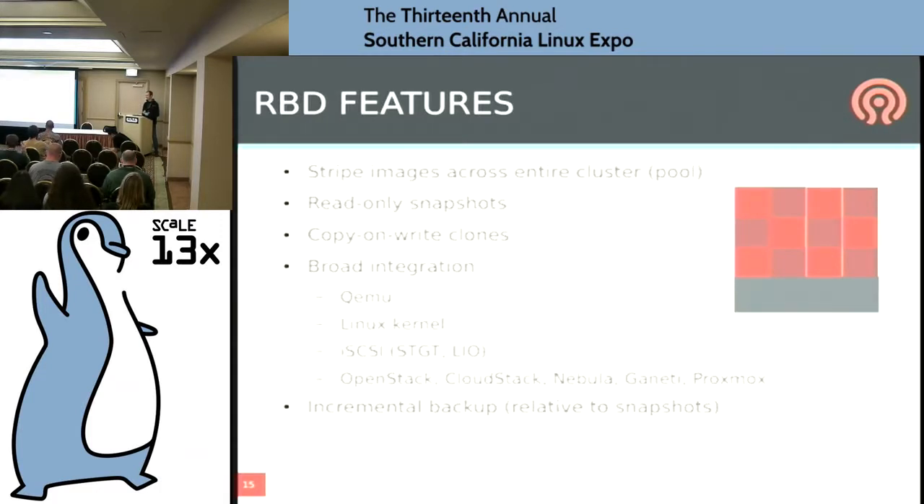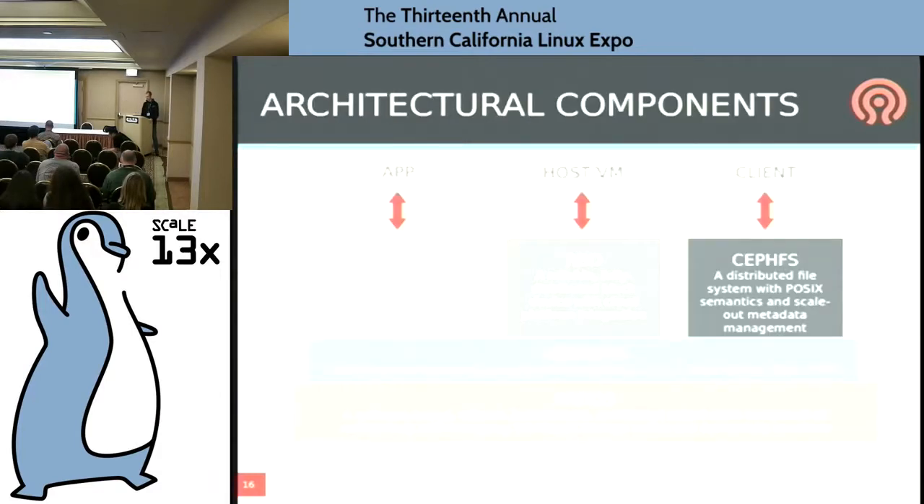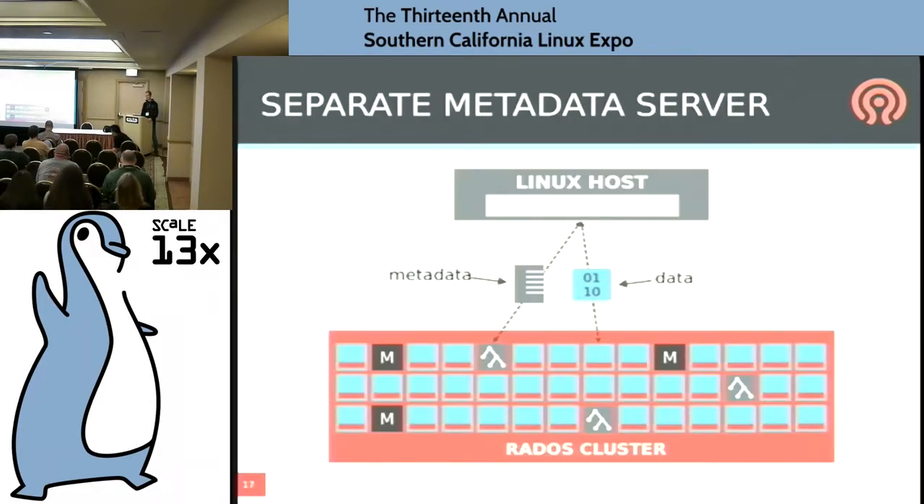You get read-only snapshots on a per-image basis. You have copy-on-write clones. You can have a master image that you efficiently clone for each virtual machine that you boot up. It's broadly integrated into QEMU, KVM, Linux kernel. There's iSCSI gateways with varying degrees of maturity, and it's well integrated in OpenStack and CloudStack and Nebula and Ganeti and all these cloud frameworks, particularly OpenStack. That's where Ceph RBD is currently the most commonly used storage backend for OpenStack clusters. And there are some other things too, like incremental backups, so you can have a disaster story deployed to another data center.